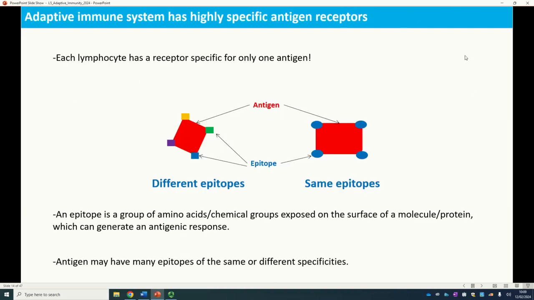So if we look at antigen, it's the antigen receptors of the B and the T cells that will actually recognize this antigen and give us that specificity. So here we have antigen in the red, and you can see that antigen can have different epitopes on it, which is summarized in this diagram here, or we can have the same epitopes. Now, when we say an epitope, this is really a group of chemical structures or amino acids that are exposed on the surface of a protein or a molecule, and it's the epitopes that will actually generate that antigenic response. Okay, so we can have different epitopes or similar epitopes.